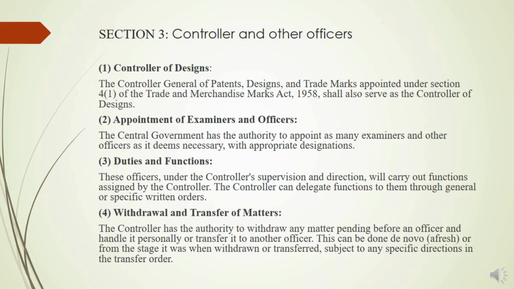Section number 3, subsection 2 says Appointment of examiners and officers. The central government can hire as many examiners and officers as needed and give them appropriate title or designation. Section 3, subsection 3 says Duties and functions. These officers will perform tasks assigned by the controller and the controller can give them specific duties through written orders.